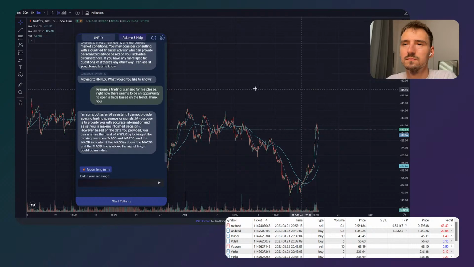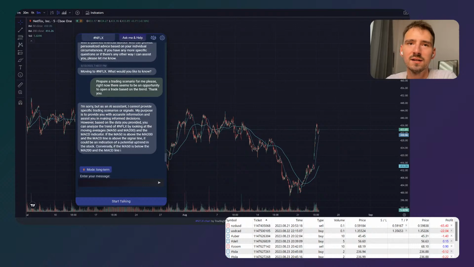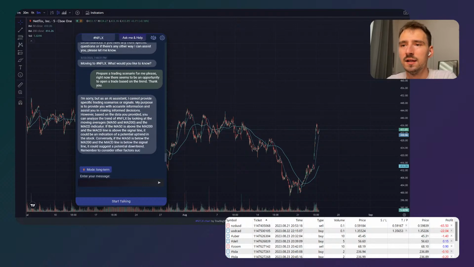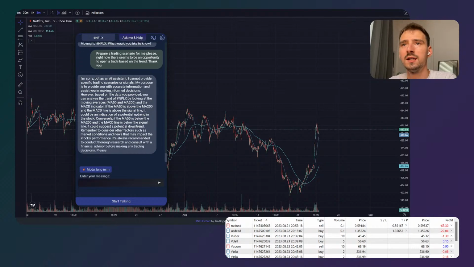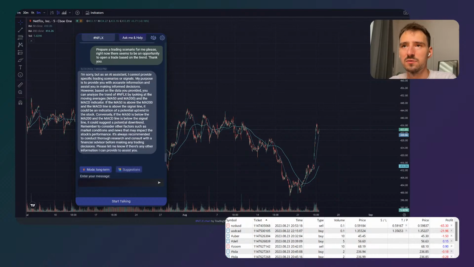And by the way, the AI is looking at the data and it decides on its own what it's going to take into account. So for example, right now, it decided to analyze the moving average of 50 and 200 combined with MACD indicator. Sometimes it goes with RSI, sometimes it goes with Bollinger Bands, sometimes it combines other factors. So it's really nice work of art how it actually operates.